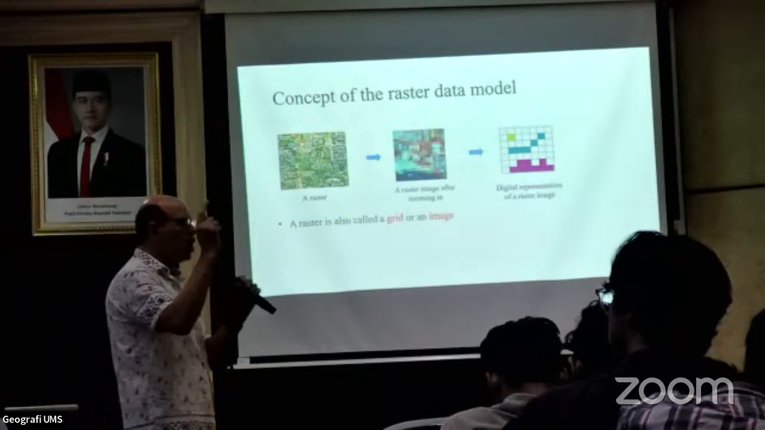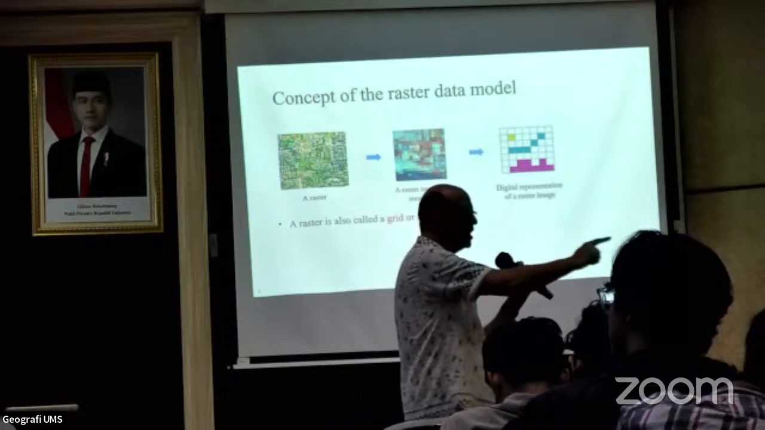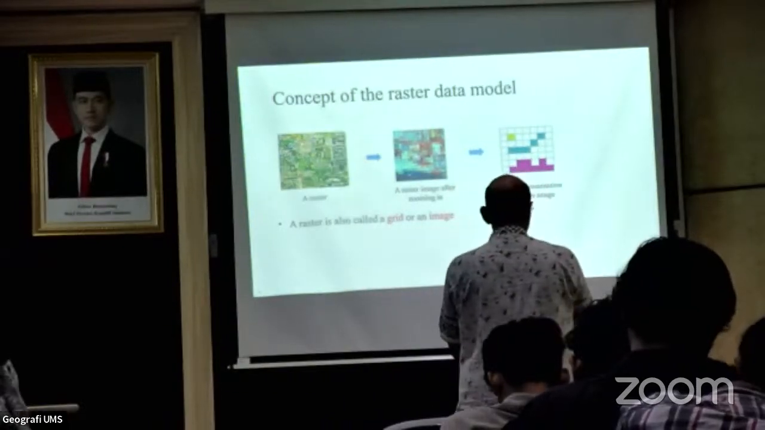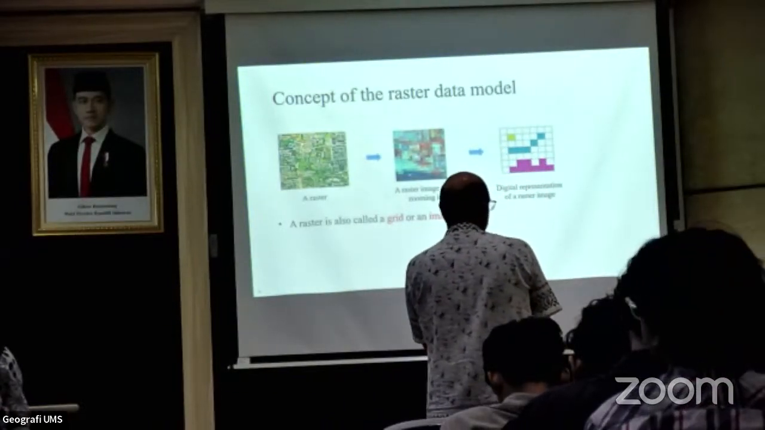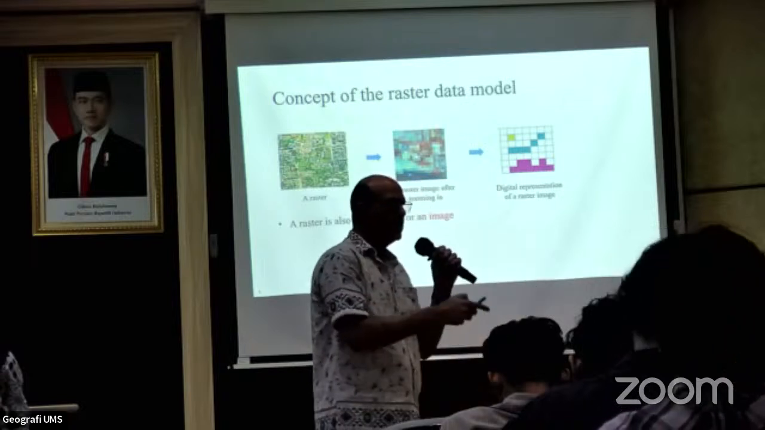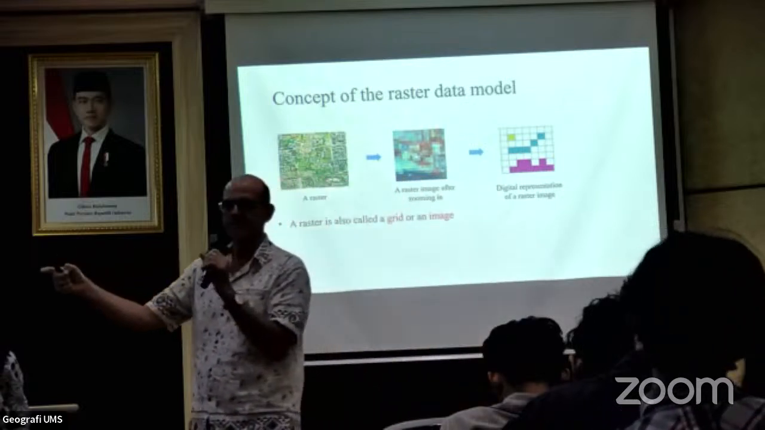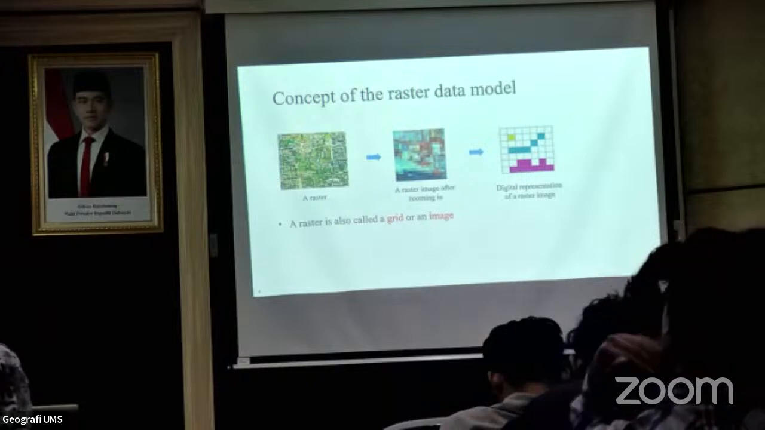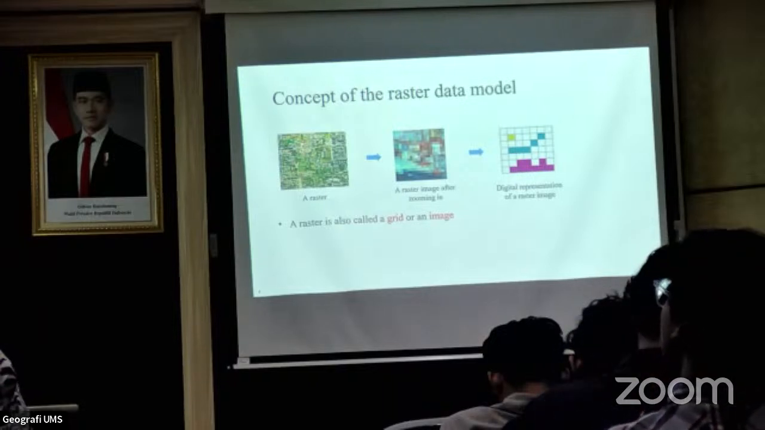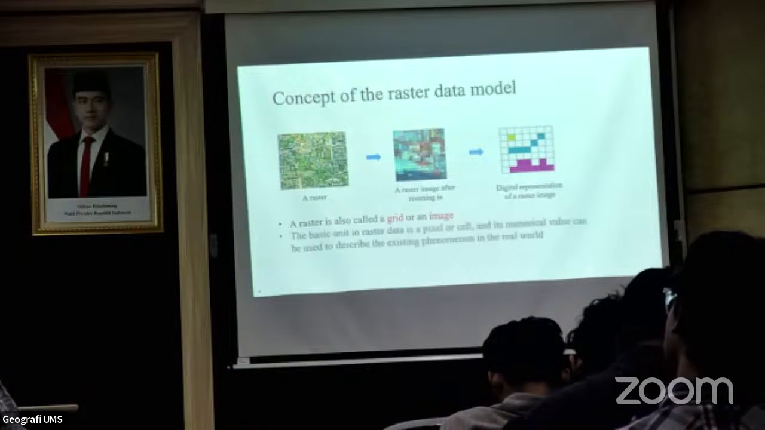For example, all images are stored in a grid structure. They are rows and columns, and in rows and columns are small boxes called pixels, and that's the grid structure of the pixels. That's how we store data.